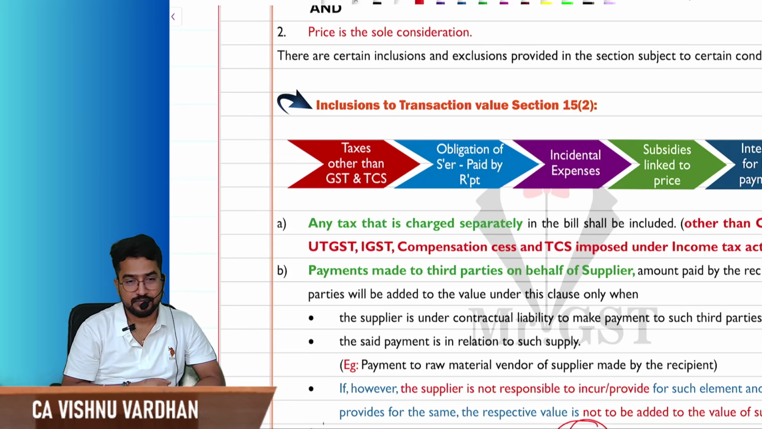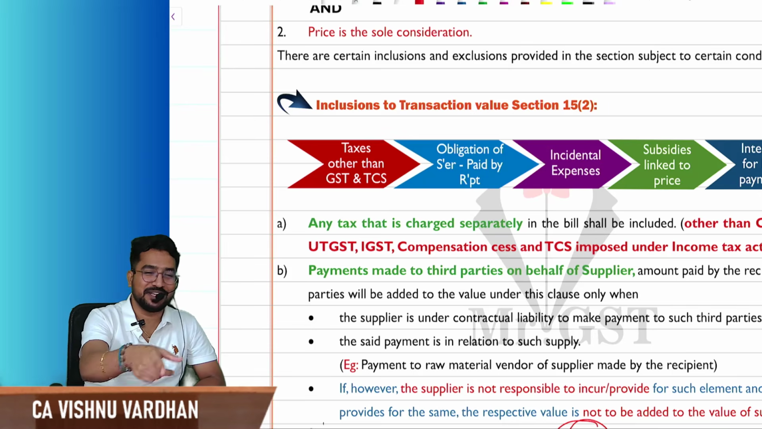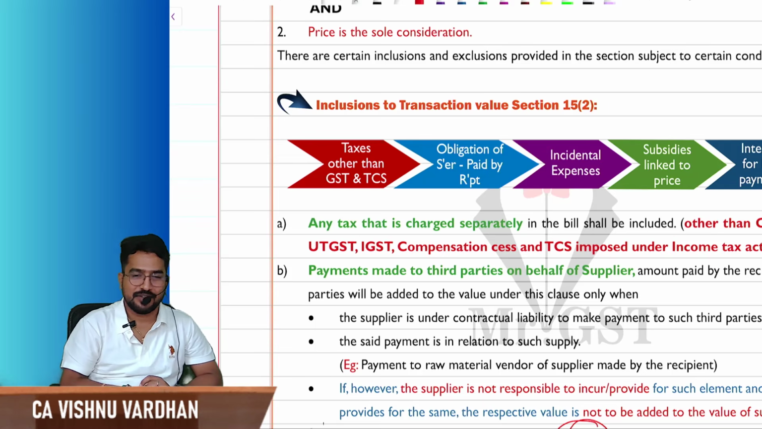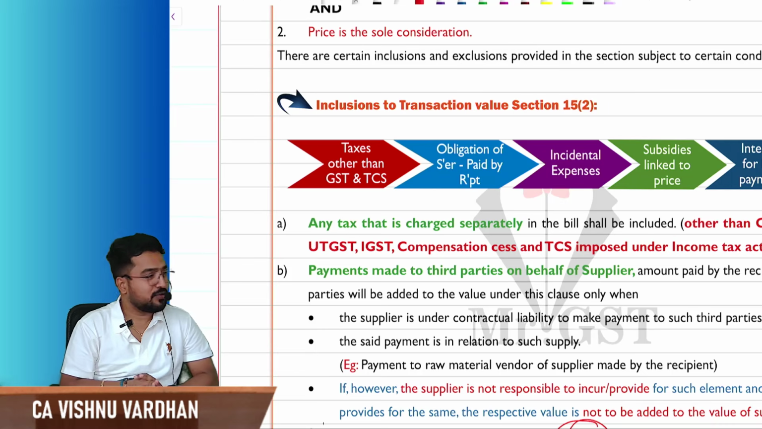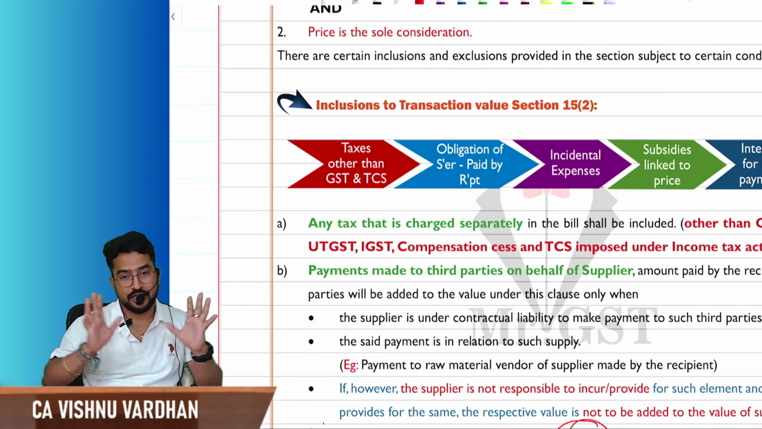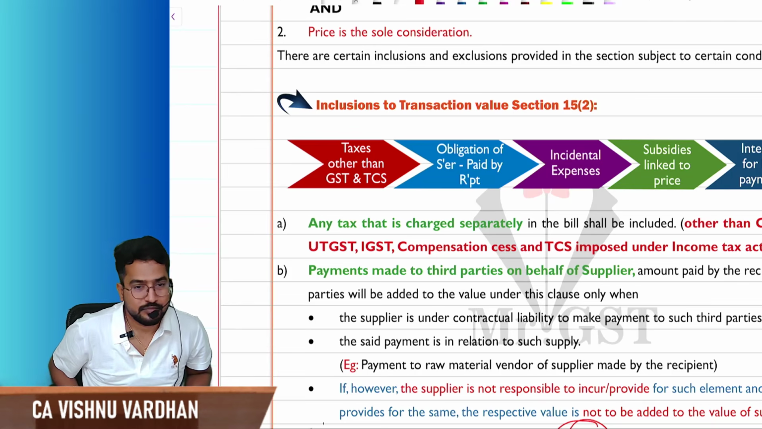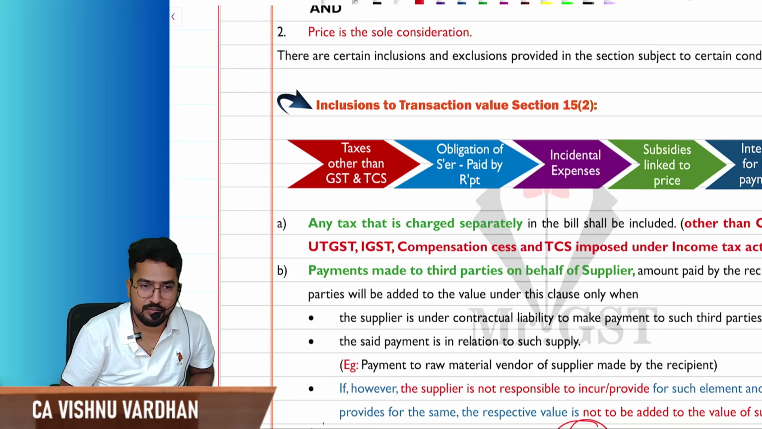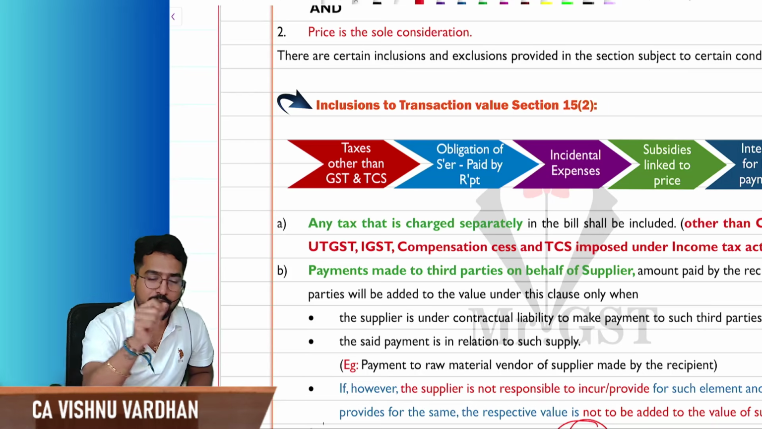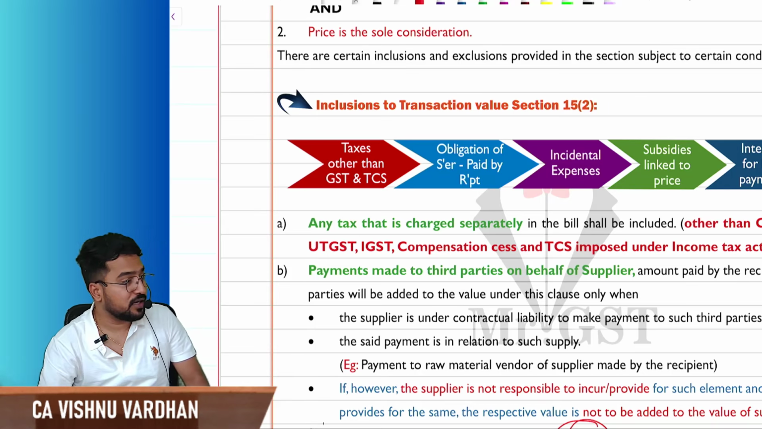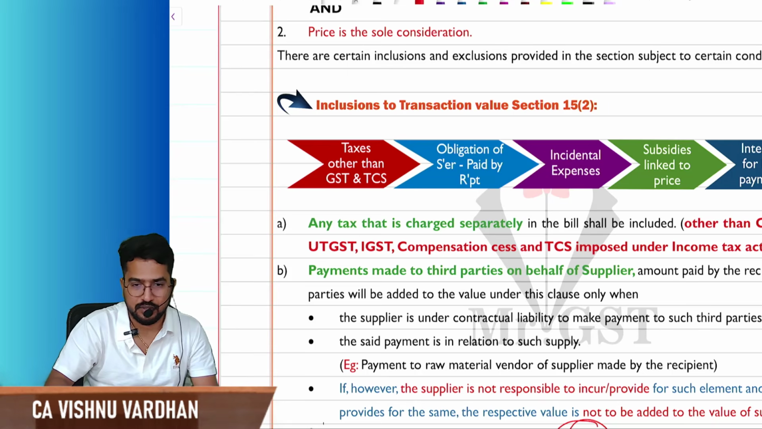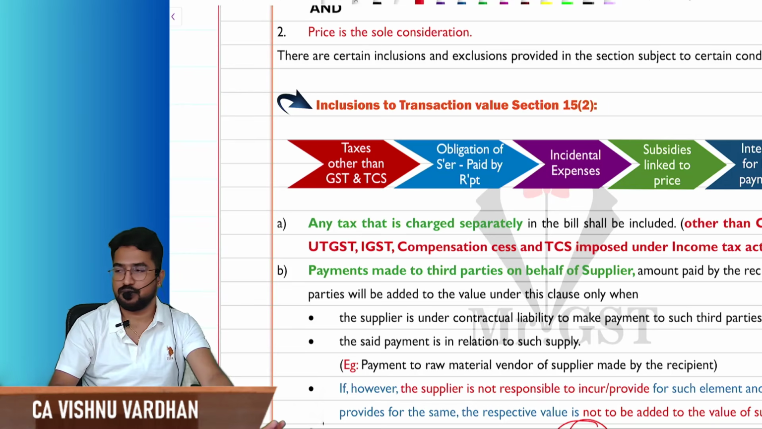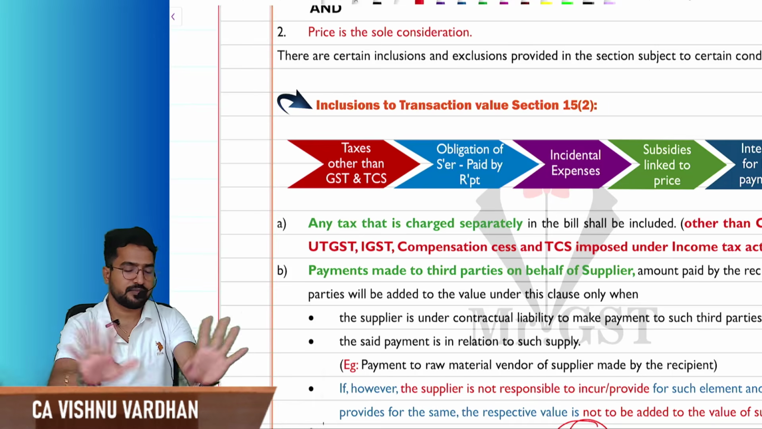1% on 20 lakhs is how much? 10% of 20 lakh is 2 lakh, so 1% is 20,000. Now how much will I collect from you? 20 lakh 20,000. What is the value of supply? 20 lakh. TCS you will not include in the value of supply. So I am collecting 20 lakh 20,000, but GST will be charged only on 20 lakh, not on 20,000. The point: other than GST, other than TCS under income tax. Everybody clear? That is the concept.